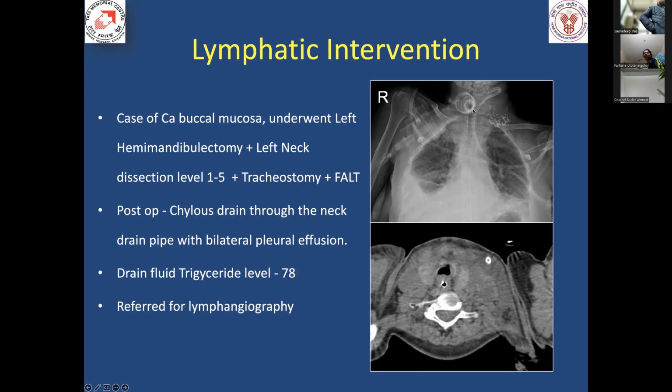Here you can see there are a lot of clips that have been put in the left supraclavicular area. Potentially, probably that's the site from where the lymph would be leaking. And on CT scan, we see a collection and the drain has gone through that. Because it was not being managed on conservative line, the patient was referred for intervention guided treatment.